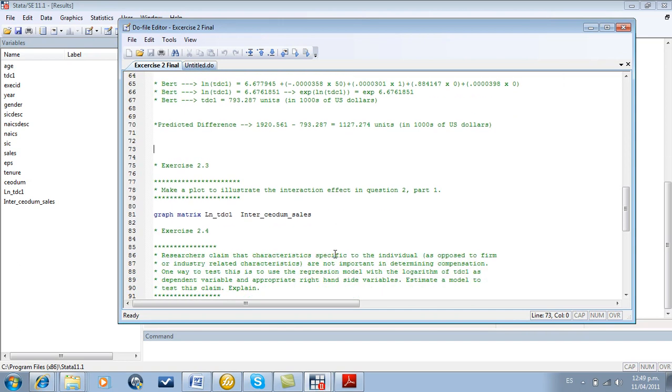Okay, perfect. We can continue with exercise 2.3. Make a plot to illustrate the interaction effect on question 2, part 1. Well, I chose to make this one.